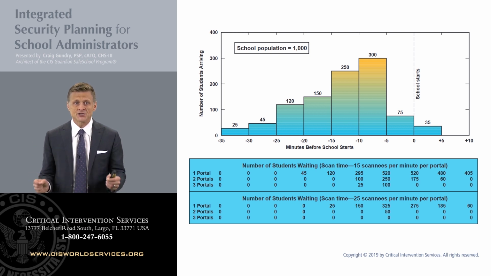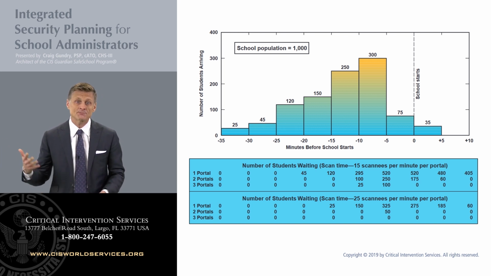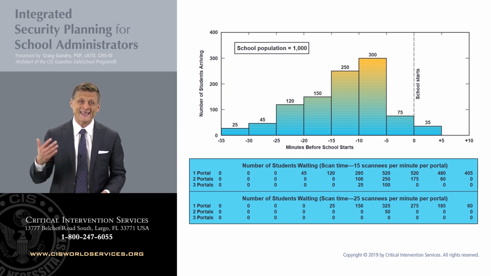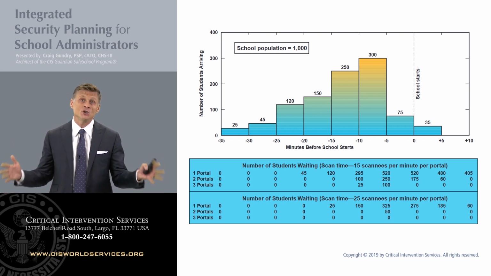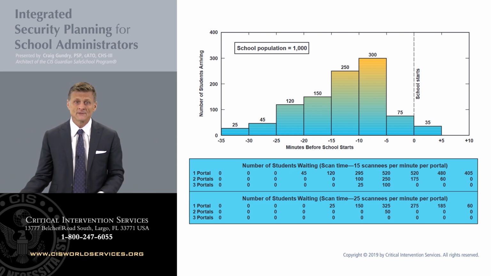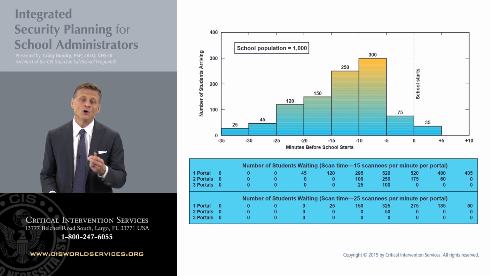Below that, it shows the number of students waiting, or in other words, the number of students queuing at that time, considering the actual throughput rate. If that throughput rate was 15 scannees per minute per portal, and we were at 10 minutes prior to the start of the school day, and we were employing 2 metal detector portals, it is expected that we would probably have 100 students queuing at that time in order to get into the school. If we had a more efficient screening process at 25 scannees per minute per portal, it would require 3 portals in order to accommodate that volume of students arriving at the 10 and 15-minute period without any type of queuing or delays.